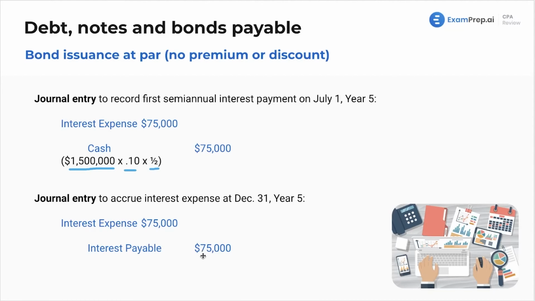Interest payable, we have a liability of $75K, and once we pay it off the next day on January 1st, then this will go down to 0, right? We'll do this again. We will debit this, balance that out to 0. So far, just recapping, this has been without any premiums or discounts.